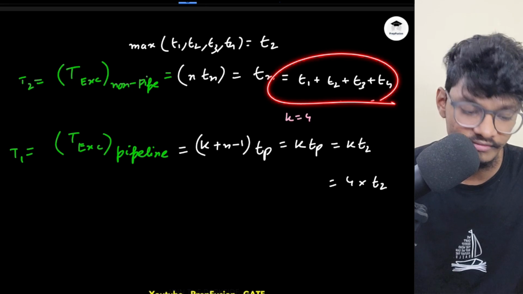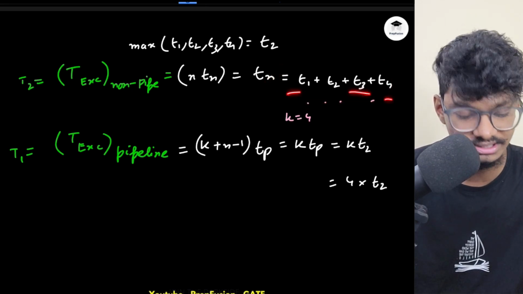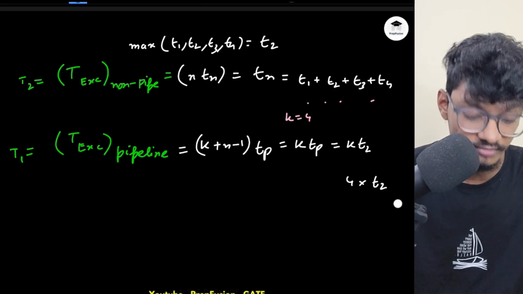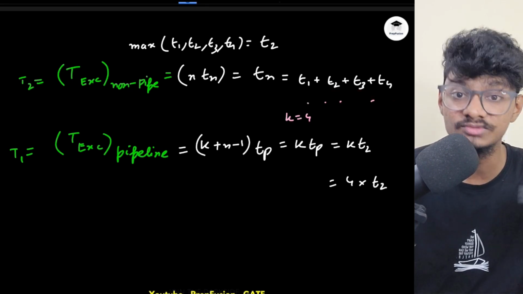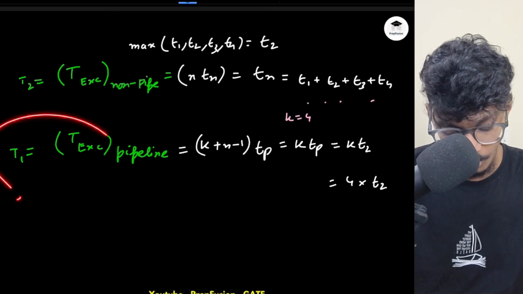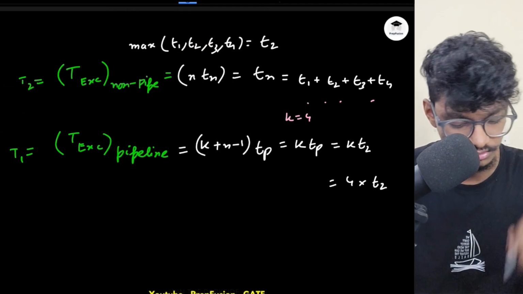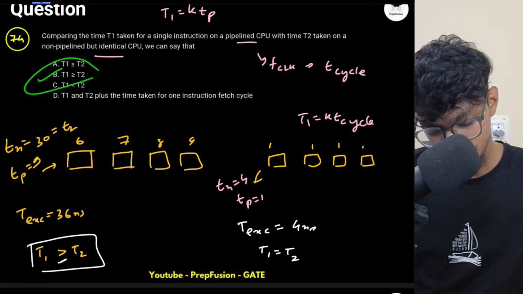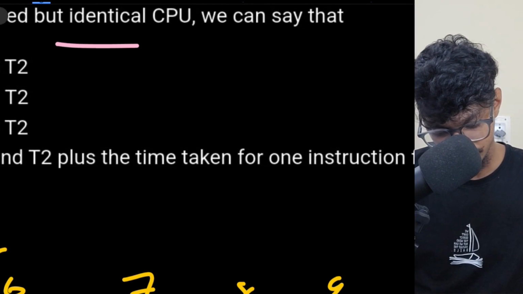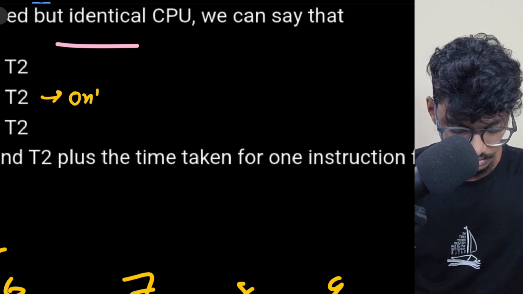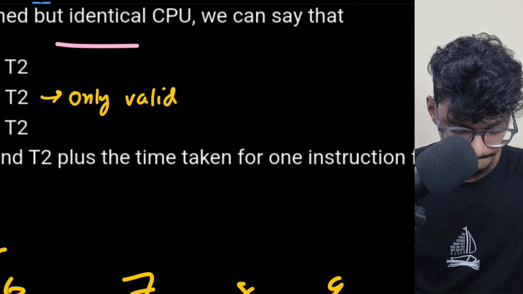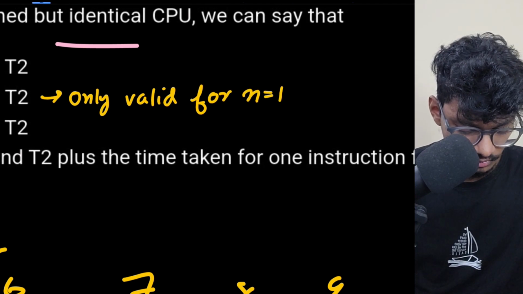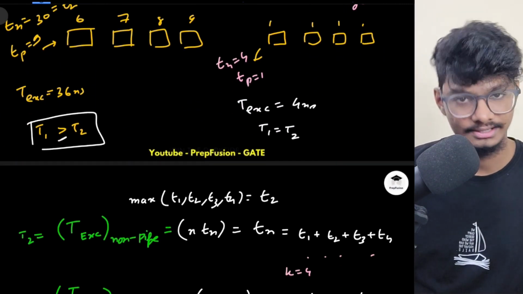So obviously if I am adding lower values, let's say T2 is 30 nanoseconds. Now all these are 10 nanoseconds. So this will become 10 plus 10 plus 10, 30 plus 30, 60, and this will become 4 times 30, that is 120 nanoseconds. So my T1 will always be higher than T2 for a single instruction. Only for n equals to 1, remember. So that's why I have chosen option B. This is only valid for n equals to 1 instruction. It is not valid else.